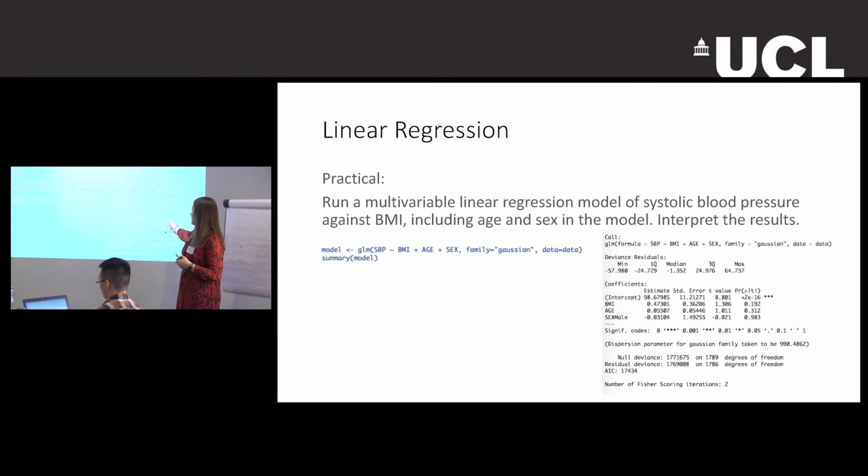Looking at BMI again, it's not significant because it's the same data, and you can see this number has changed slightly. What this means is that if BMI goes up by 1 in someone that's the same age and the same sex, you'd expect systolic blood pressure to go up by 0.47. Because you included another variable, the calculation counts these other factors in. Yes, so this is now adjusted for age and sex, so it's the difference assuming that people are the same age and the same sex.